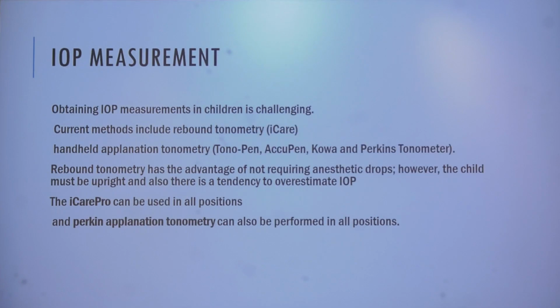So IOP measurement is an important factor for pediatric glaucoma, and obtaining IOP measurement in children itself is a challenging thing. Current methods include rebound tonometry, Icare, and the handheld Perkins tonometer. These are the common practice.